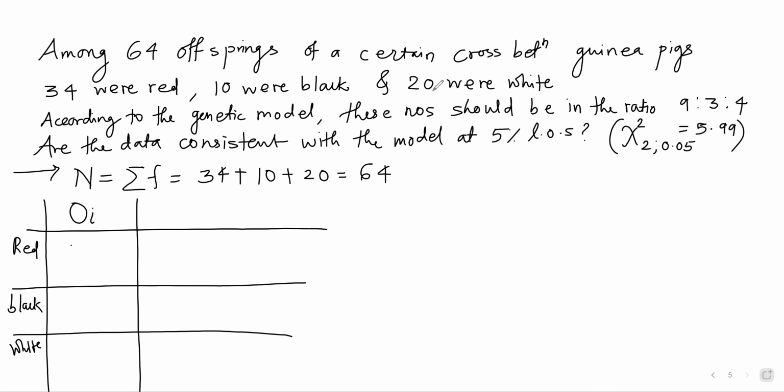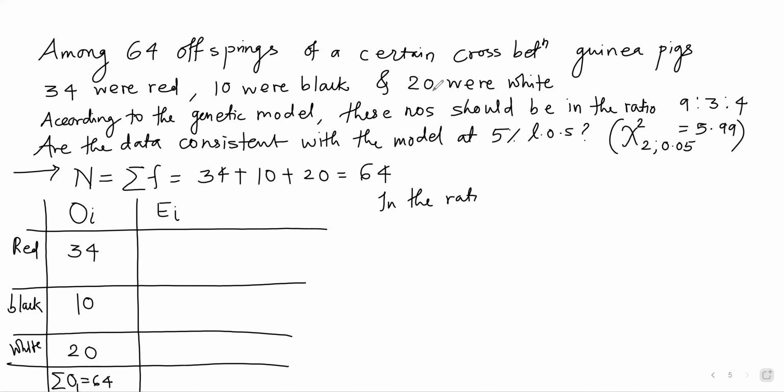So observed is what? 34, 10 and 20, correct? So the summation of OIs is 64. Now the expected one, they must be in the ratio 9:3:4, correct? So what we do is, we have here the value of N as 64, correct?